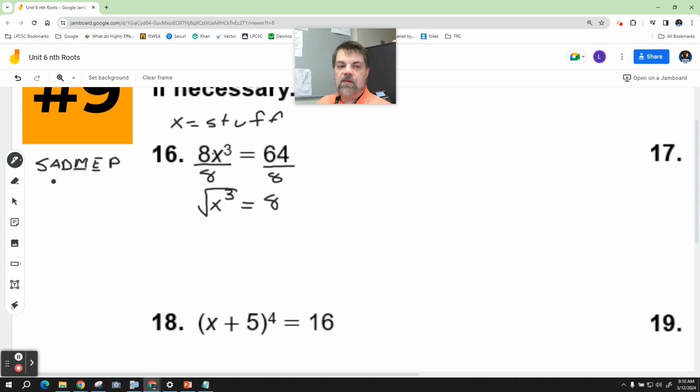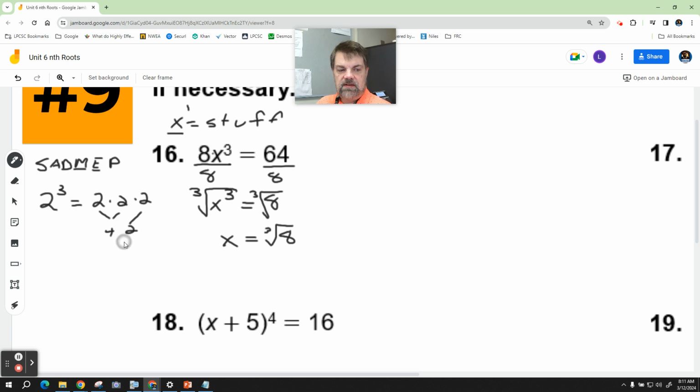Because I have x cubed and I want it to look like x to the first power and some stuff, I'm going to have to take the cube root because the root undoes the power. Now, whatever I do on one side, got to do on the other. So I'm left with x is equal to the cube root of 8. Well, if you haven't figured this out, 2 to the third power is 2 times 2 times 2. What's 2 times 2? 4. Times 2 again? 8. So really, the cube root of 8 is just 2.